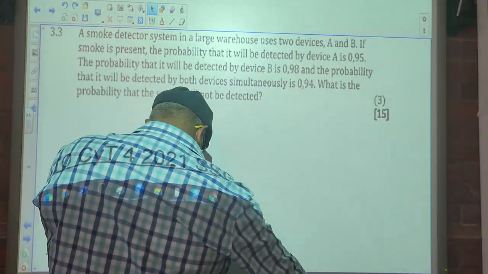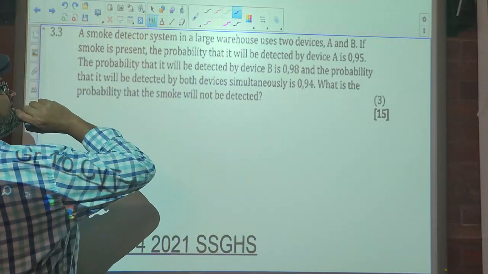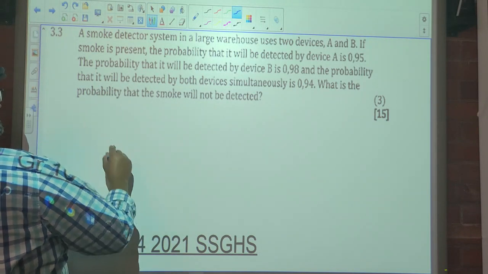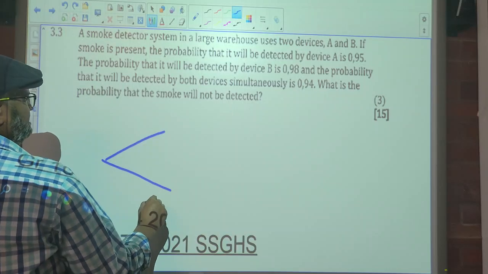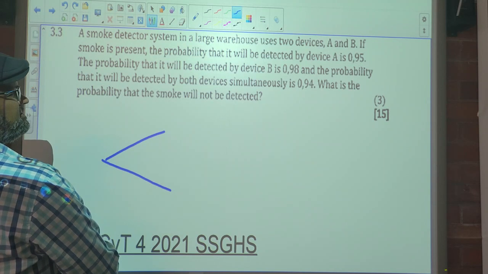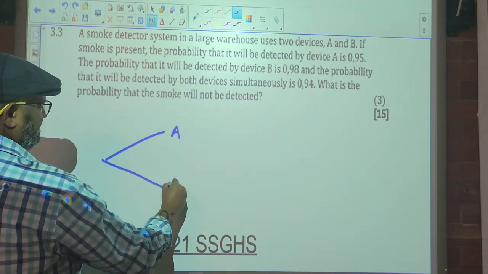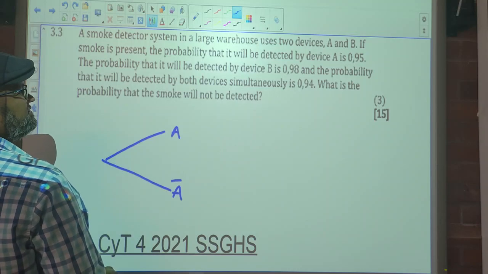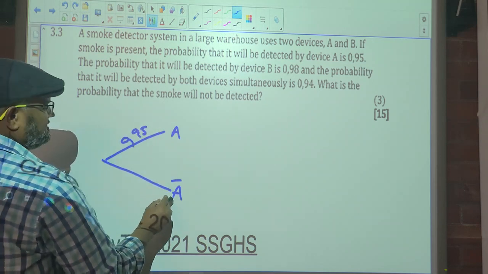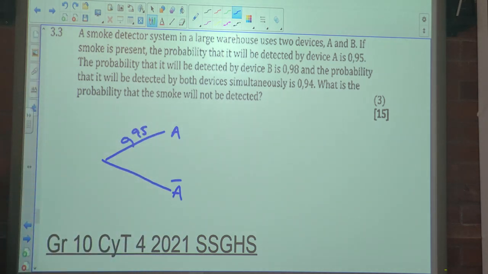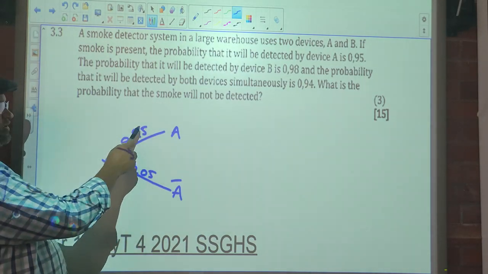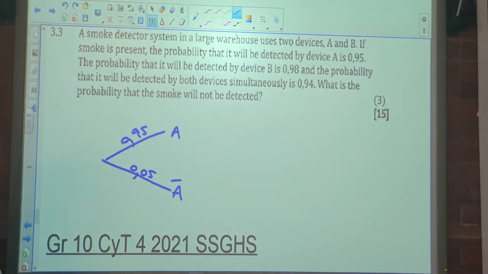Okay, so let's go with device A being your first event. If it's detected by A, the probability is 0,95. What's the probability that it's not detected by A? 0,05. Why? Because together it must add up to 1.